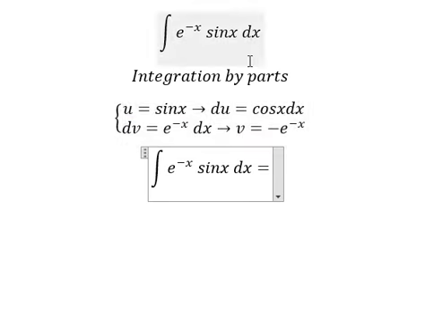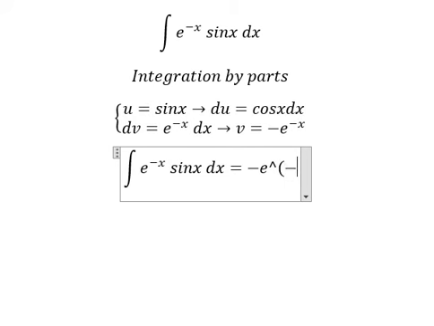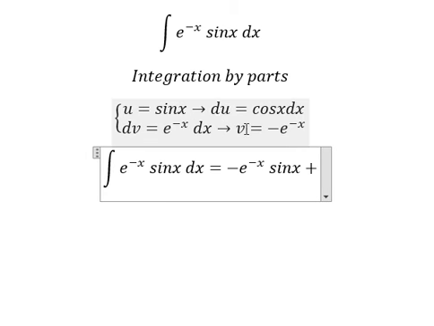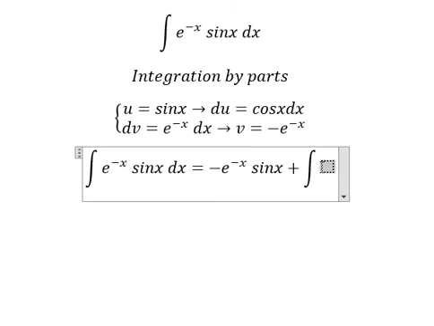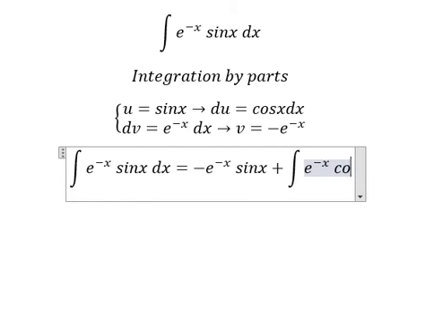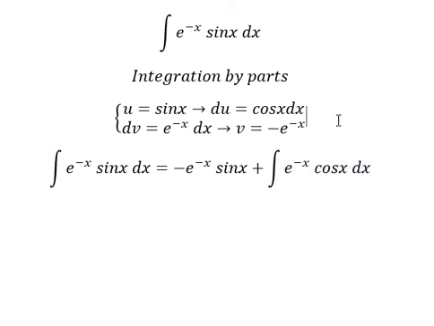So we have u multiplied by v, minus, but we have the negative sign in here, so you get positive, and we have the integral of u multiplied by v, and you get e to the power of negative x multiplied by cosine x dx.